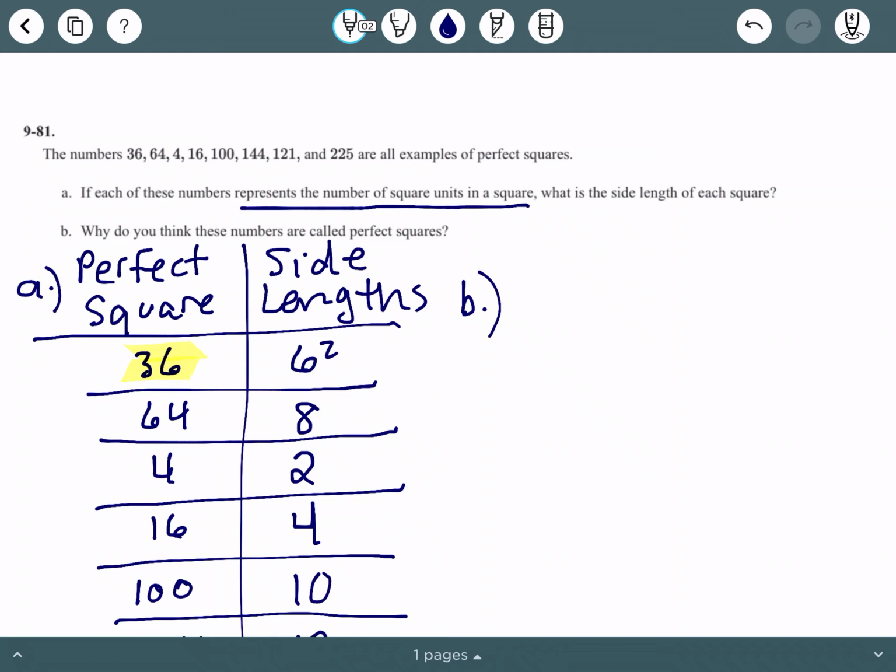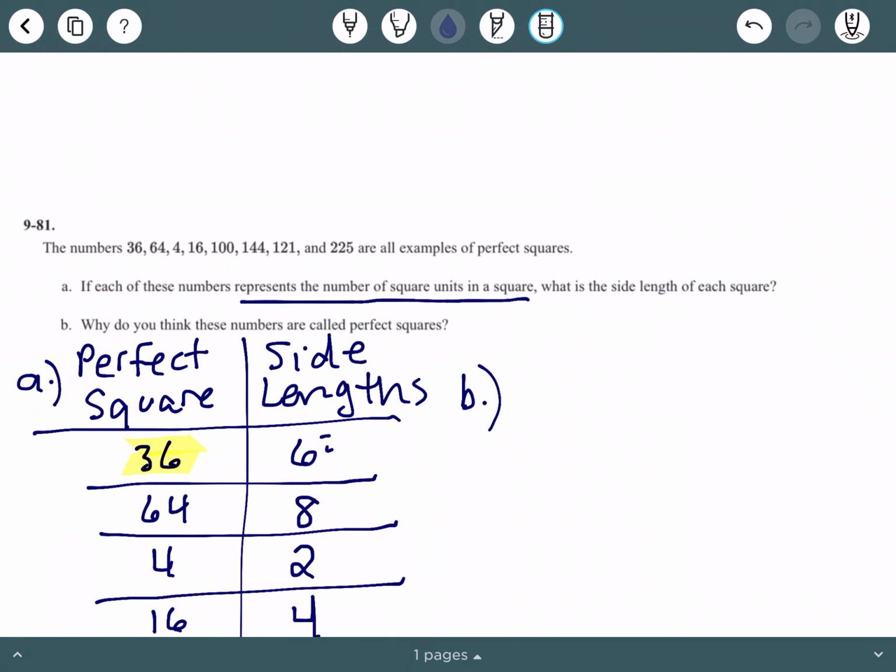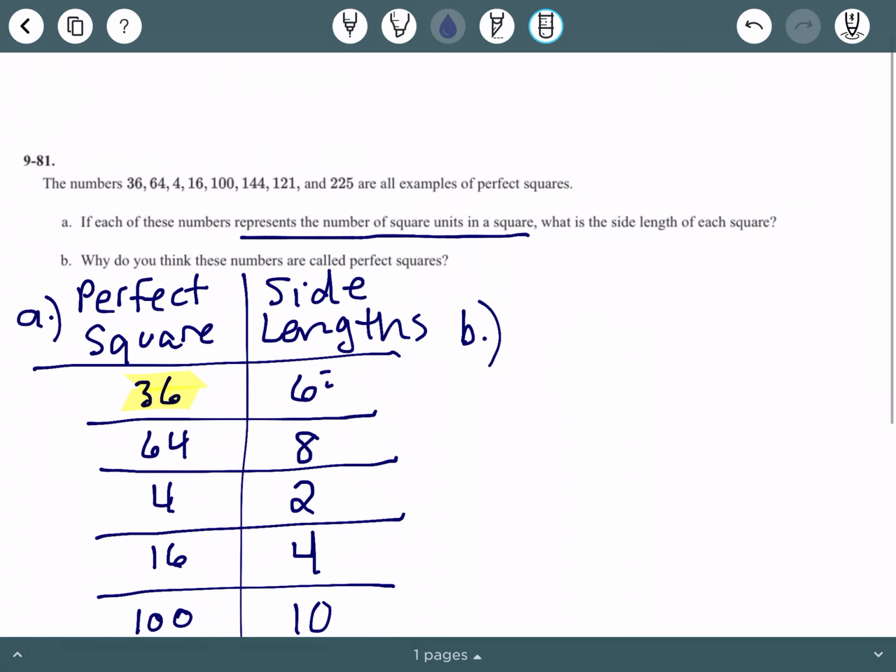So basically, the reason that these are perfect squares is that each number of square tiles can be formed into a square with whole number side lengths. Notice how each of our side lengths weren't decimals and they weren't fractions. They're nice whole numbers to work with. So that's what we're going to explain for part B. Make sure what I'm writing, you are writing as well, because you do need to show your work.